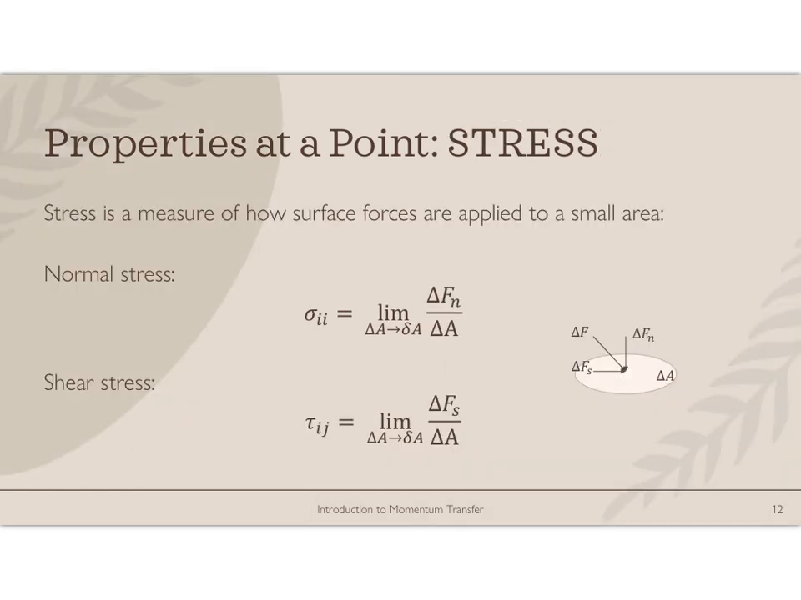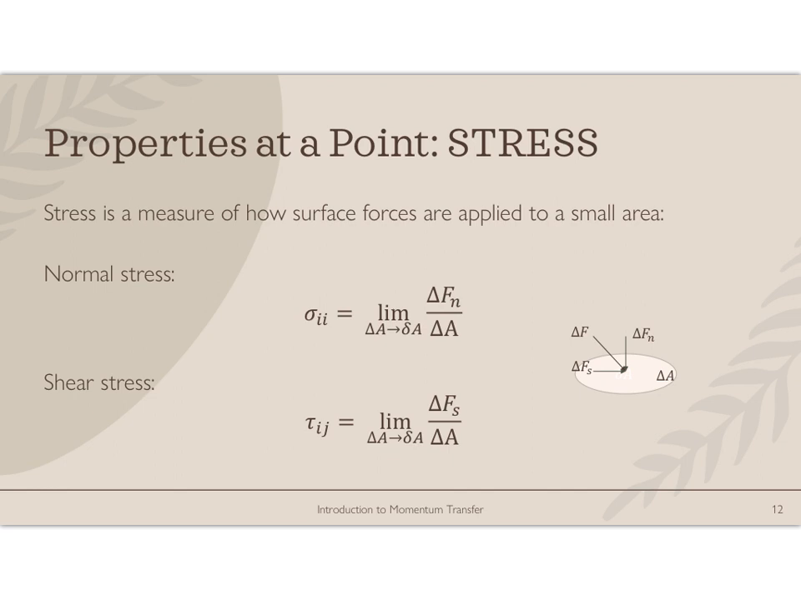The second of these properties that we want to consider is stress. Now, stress is a measure of how surface forces are applied to a small area. So these are on a surface, and that's going to be really critical. Any force that we have can be broken up using vector notation into a normal component that is perpendicular to this surface and one that lies on the surface or tangentially.